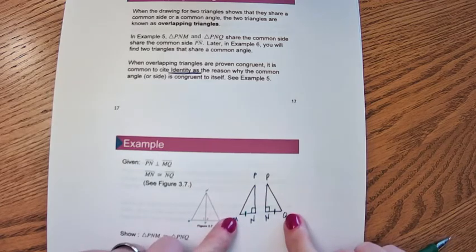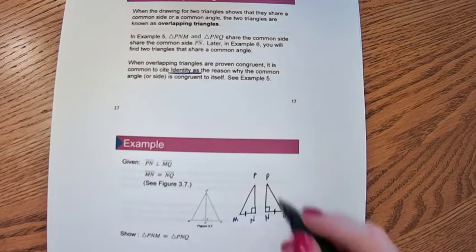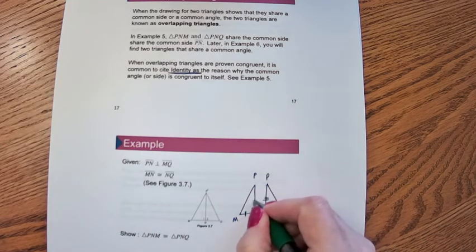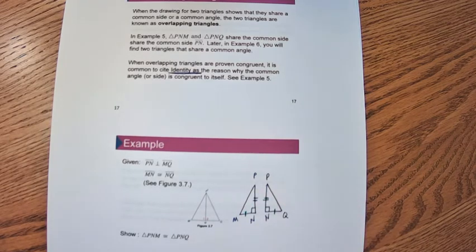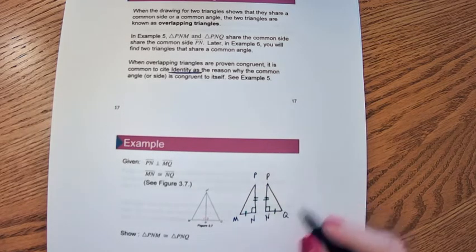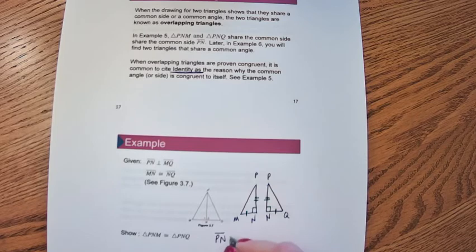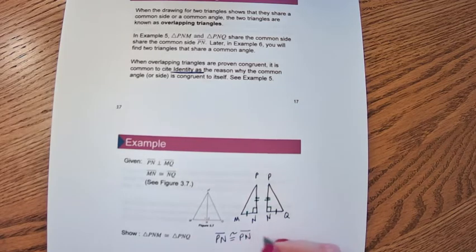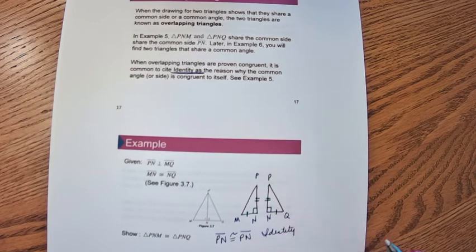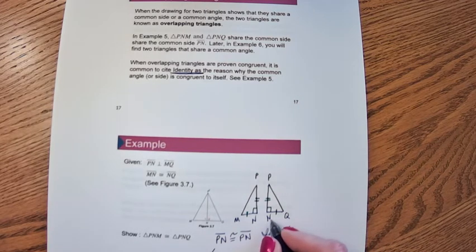Well, I have side, angle, but I have to show that this side is congruent with this side. Now we know it's the same side. We know it's the segment PN. But we would want to say that segment PN is congruent with PN. And why can we say that? We can say that because of the identity property. Something is always congruent with itself. We would want to say angle, now we don't want to just say angle N, we would say angle PNM is congruent with angle PNQ.